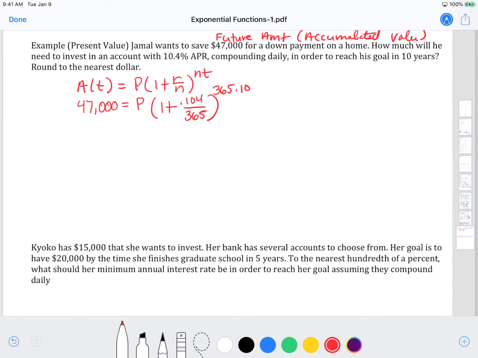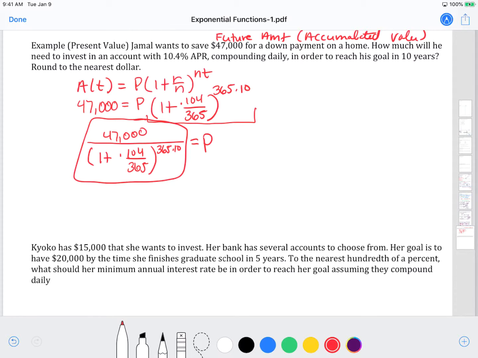because this is going to be going over 10 years. Now again, this is one of those problems that could get sensitive with rounding. So I would not do this part first, round it, and then divide again. What I would do to make sure you keep all those digits is put it all in the calculator at once. So I'm going to divide both sides by 1 plus 0.104 over 365 to the power of 365 times 10. And I'm going to put all of this in the calculator all at once to maintain the accuracy instead of dividing by a rounded number and then rounding again.